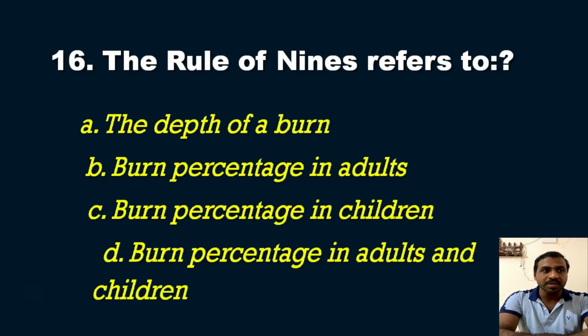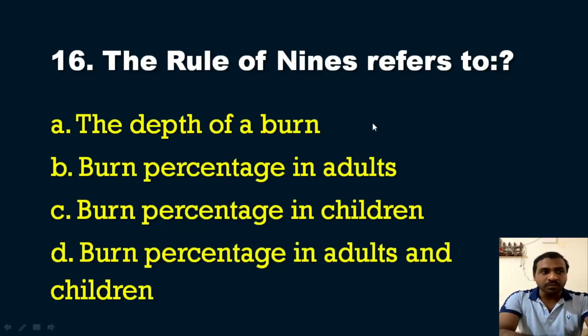The options are: option A, the depth of a burn. Option B, burn percentage in adults. Option C, burn percentage in children. And option D, burn percentage in both adults and children. So what is the answer? It's a little confusing question. So what is the answer?